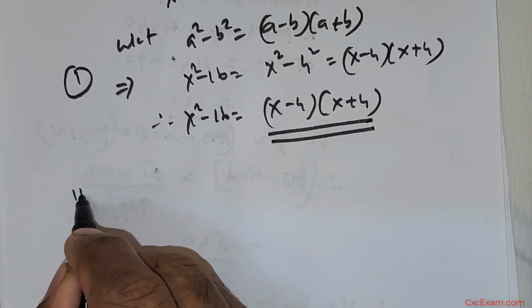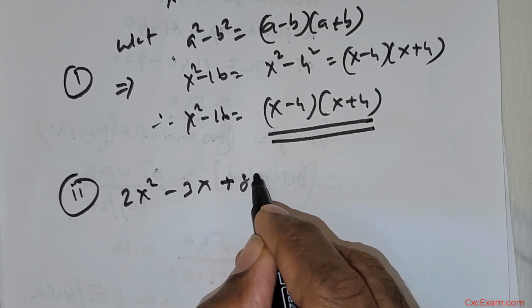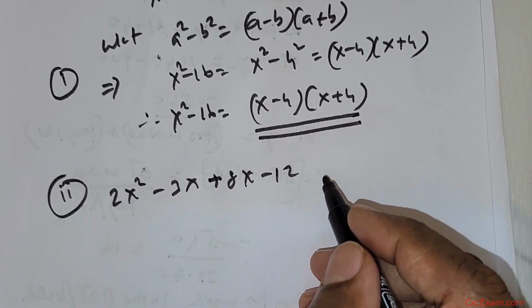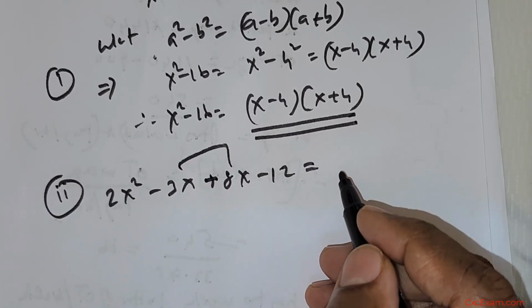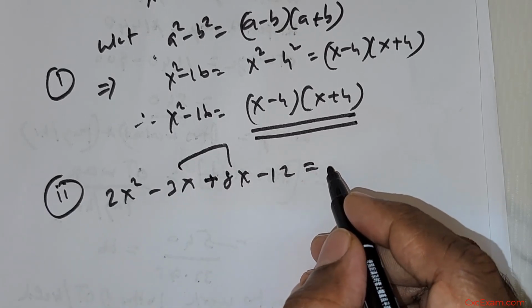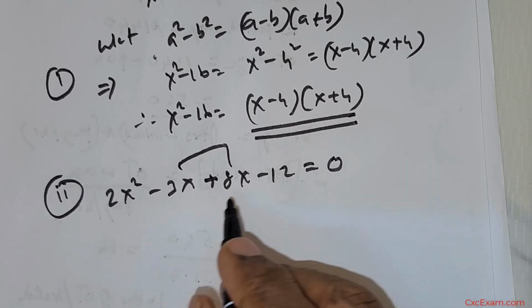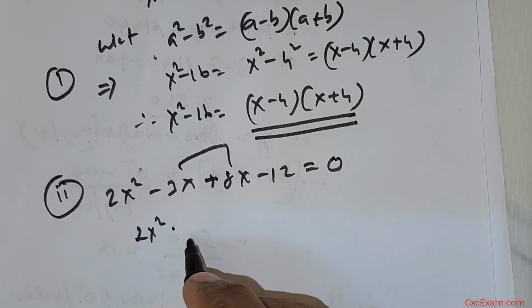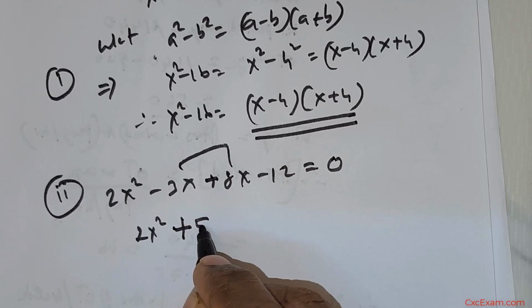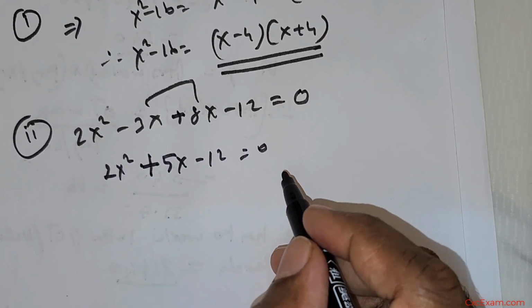So this is question 1 and this is question 2. You have 2x squared minus 3x plus 8x minus 12. We have to factorize this. So I'm going to take this as say equal to 0, and this is going to be 2x squared. You add negative 3x with 8x, you get what? Positive 5x. Minus 12 is equal to 0, right?